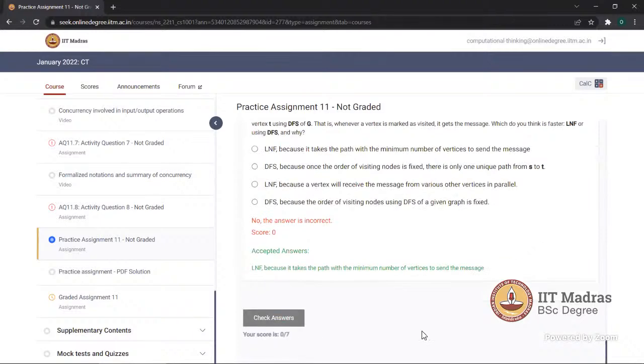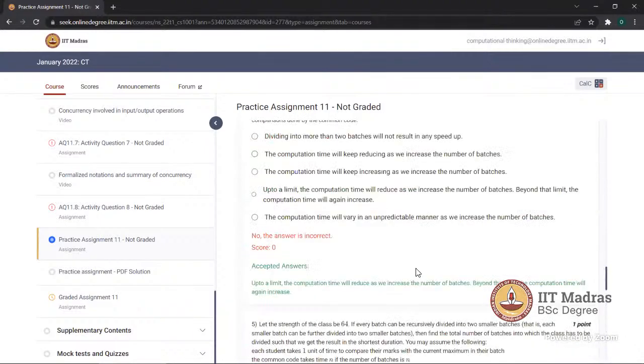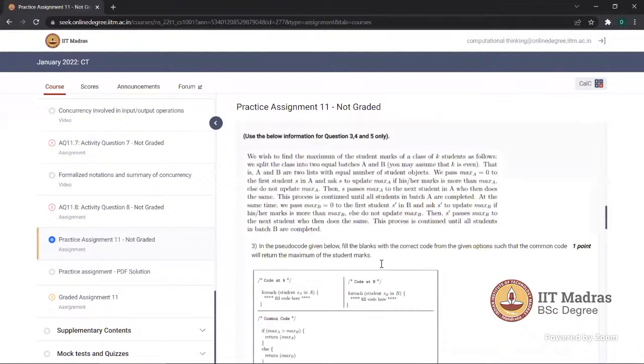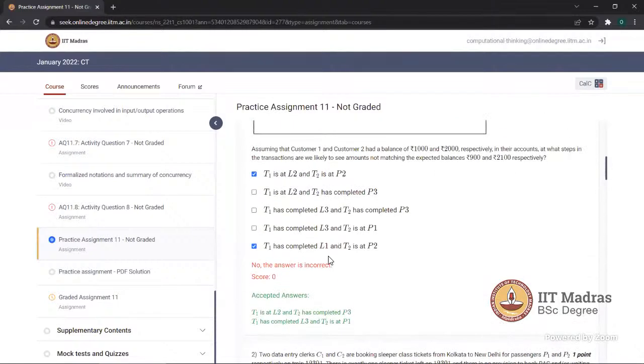And you got 0 marks. That means the answer was wrong. Okay, let's see what the correct answer is in this case. T1 is at L2 and T2 has completed P3. Partial match, the one which is right. This one is the correct answer.